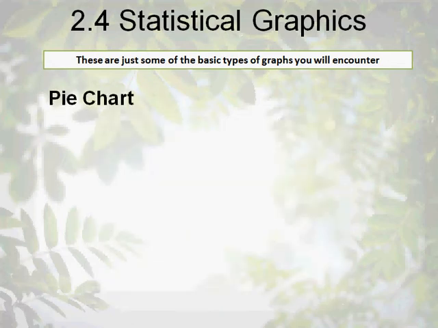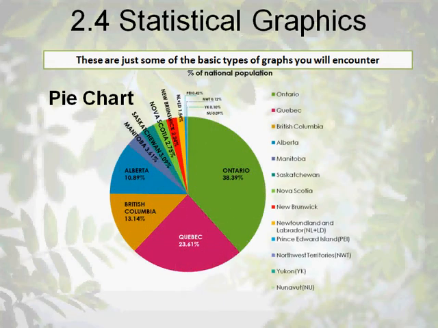A pie chart is a common way to represent categorical data. Each category is represented by a slice, and the size of that slice is proportional to the frequency of the category. In this example, Ontario makes up the largest fraction of Canada's population, so Ontario takes up the largest slice of the pie.